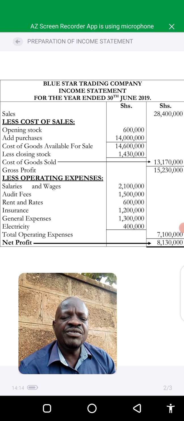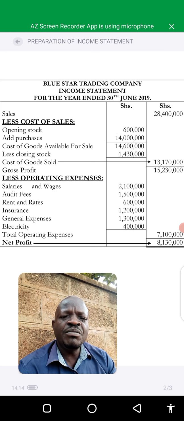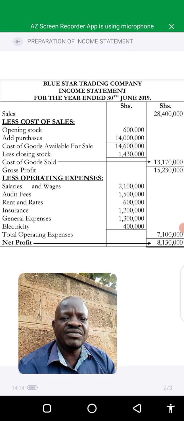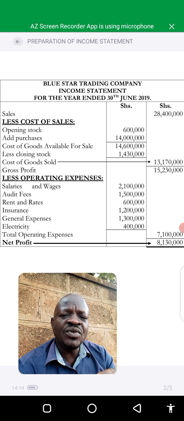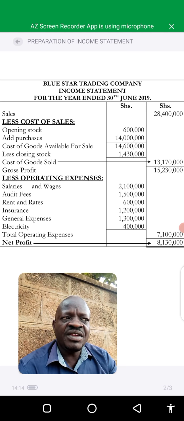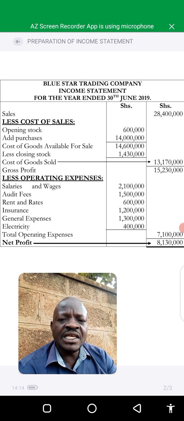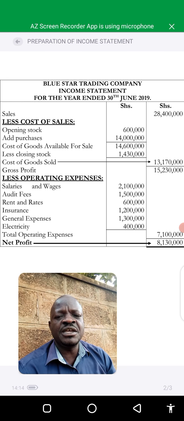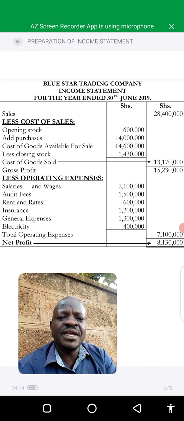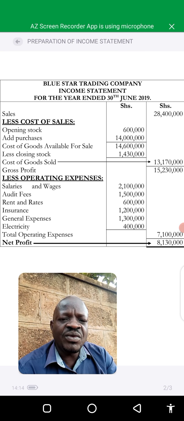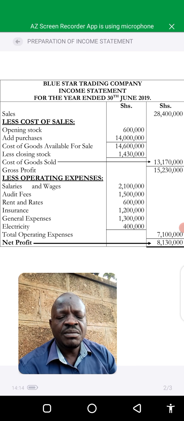For example, if you are dealing in shoes, and you bought shoes at 20,000, and you are selling them at 25,000. So the 20,000 is what we call cost price, and the 25,000 is the selling price. Therefore, in this case, sales is the selling price, and the cost price is the price at which you bought it. That's why I say that's cost of sales, for us to get what we call gross profit.